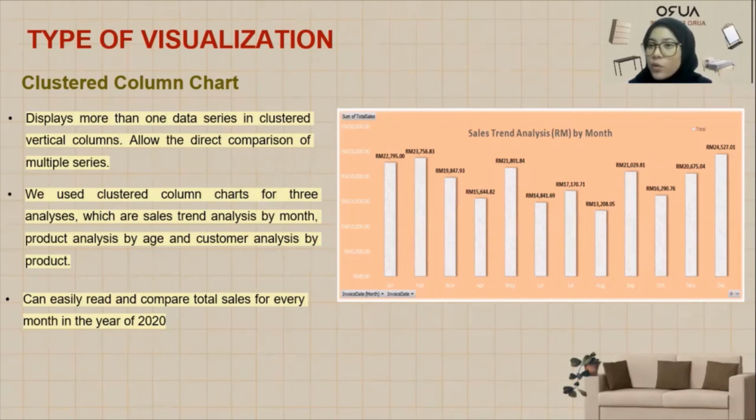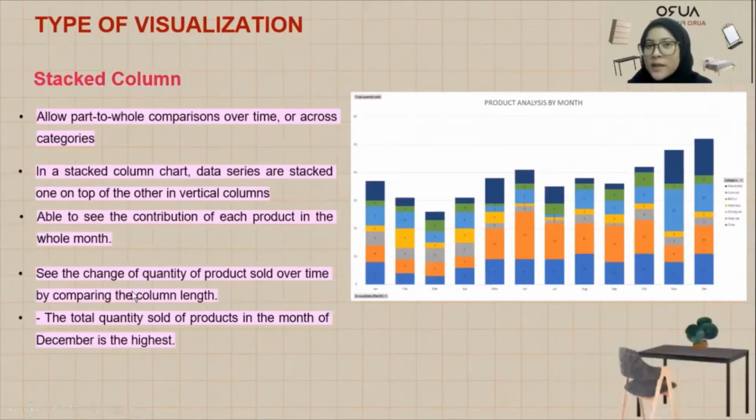The cluster column chart is the most used chart by our company in representing our report. For example, by looking at sales trend analysis, we can easily read and compare total sales for every month in the year of 2020. The next type of visualization used is the stack column. In a stack column, it will allow part-to-whole comparisons over time or across the categories. In a stack column chart, data series are stacked on top of each other in vertical columns. For example, in product analysis, we're able to see the contribution of each product in the whole month.